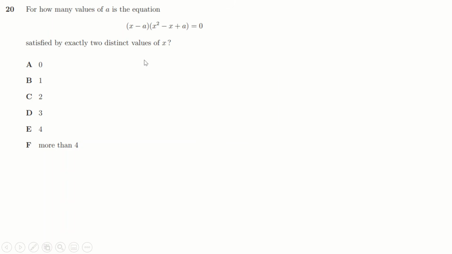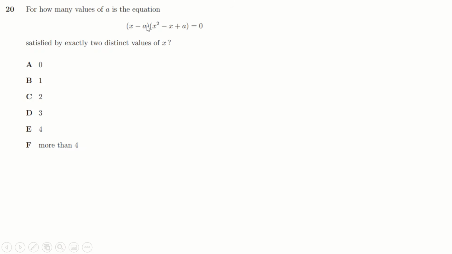Very last question: for how many values of a is that equation satisfied by two distinct values? Now, I've got to admit, this is the only question on the paper that I got wrong first time, because it has a very nasty trick to it, and I'm not entirely sure how you're supposed to spot this without being just a mega genius.